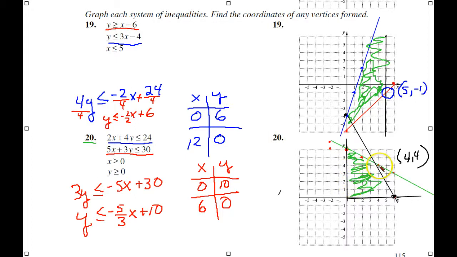And our corner points or vertices, I didn't quite get this one right because this point up here is probably off, but it looks like a 4, 4. And this corner point would be 6, 0, and this corner point up here looks like 0, 10. Anyway, or actually this one probably is, yeah, this would be the corner point. There, there, and there. So this one would be 0, 6.